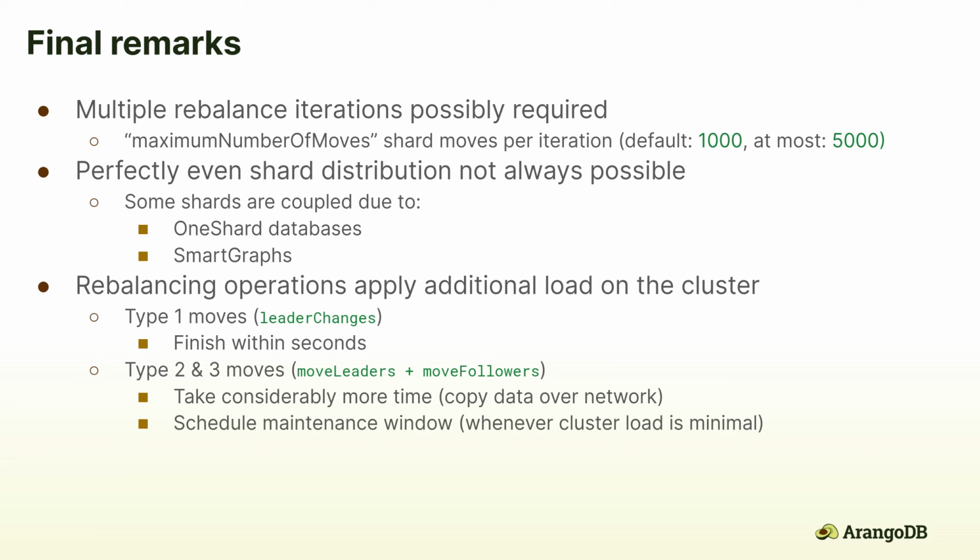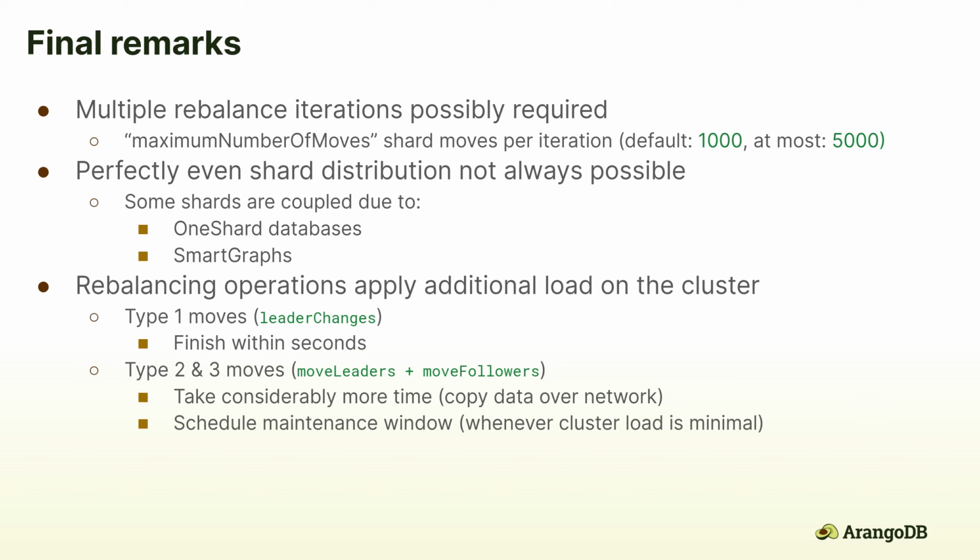When you make use of the Rebalance API in your own cluster environment, it might happen that you do not achieve a perfectly even shard distribution. By default, a single rebalance iteration will consider at most 1,000 shard moves. This value is configurable and capped at 5,000. So, in case your cluster is holding a lot of shards, you might simply have to call the API multiple times.